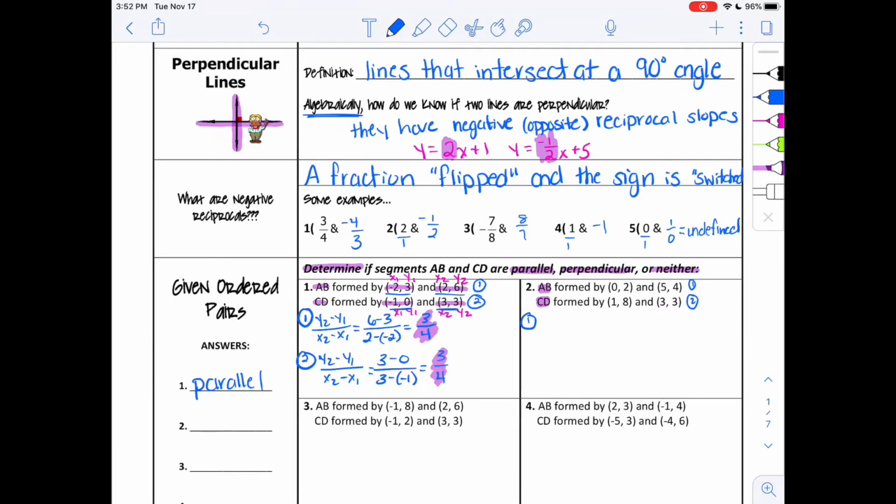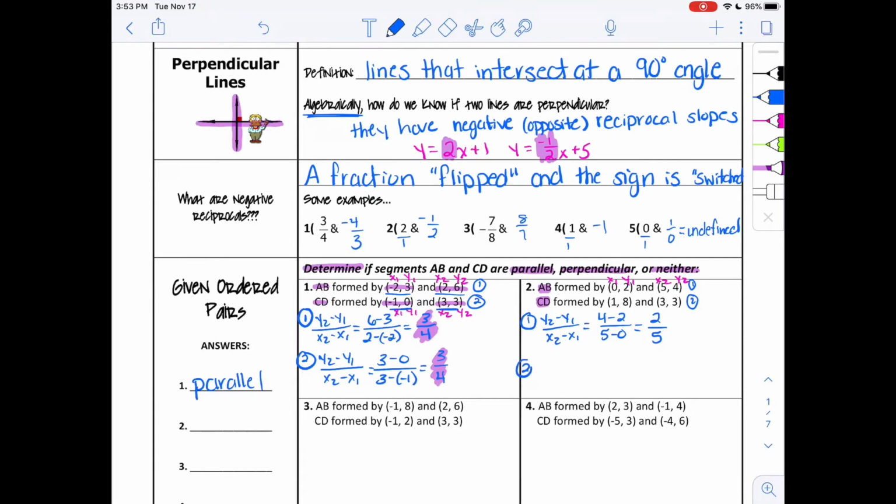To find the slope given 2 points, y2 minus y1 over x2 minus x1. And again, if it's helpful, label those points x1, y1, x2, y2. So when I plug those in, that's 4 minus 2 over 5 minus 0. 4 minus 2 is 2, and 5 minus 0 is 5. So the slope of my first line is 2/5.